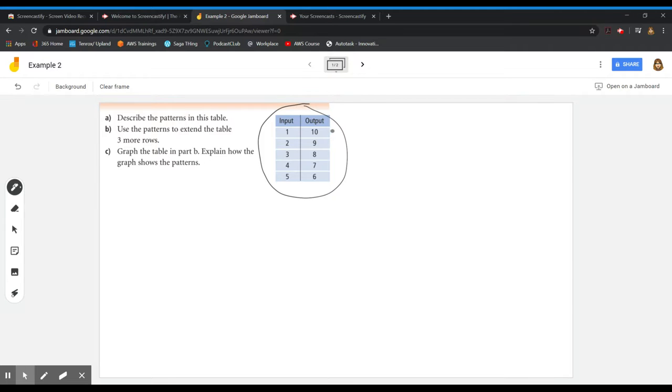It appears as we are starting at 10, and it looks like the pattern is decreasing. We are starting at 10, and decreasing, so we are subtracting by 1 each time. Start at 10, subtract by 1 each time.